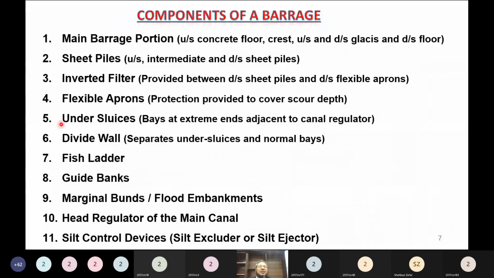The fourth is the flexible aprons, which are the large stones provided on the bed of the river on both sides, on the upstream side as well as on the downstream side. And then the undersluices, which are at the extreme ends adjacent to the canal regulator. Then there is the divide wall, then there are the fish ladder and guide banks.